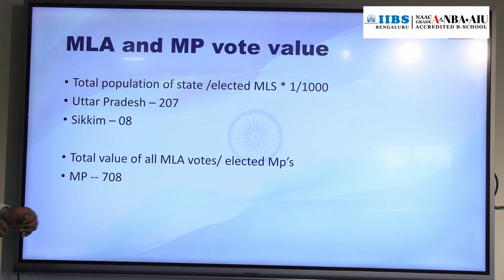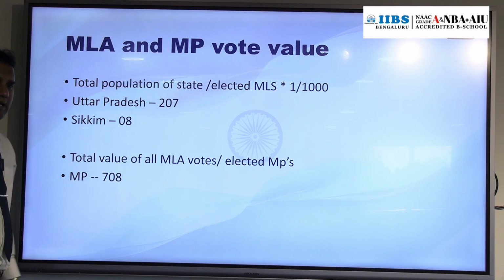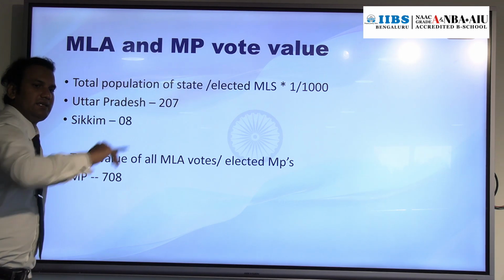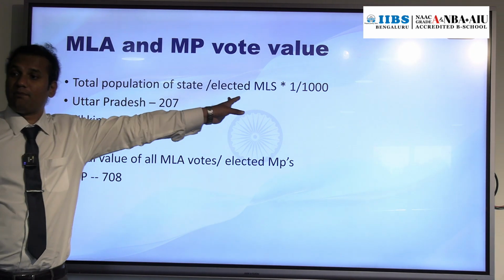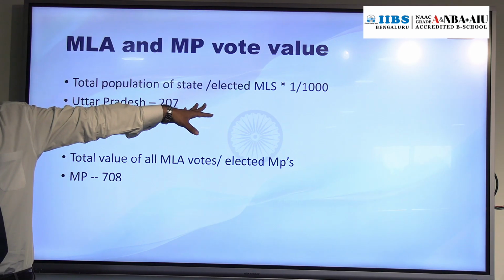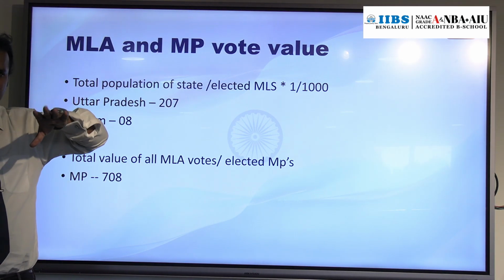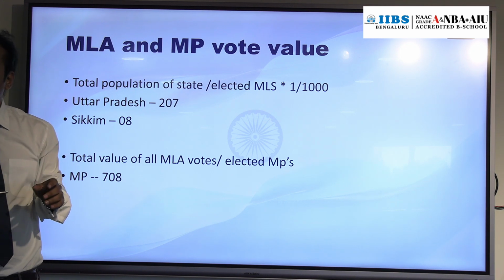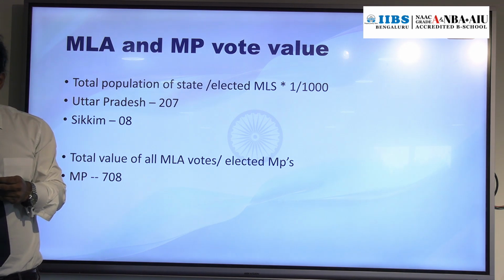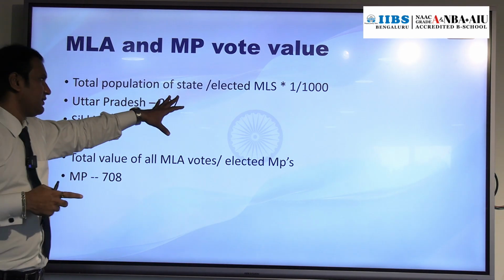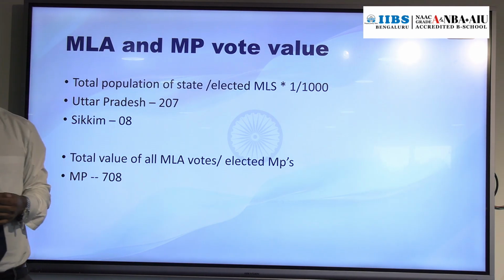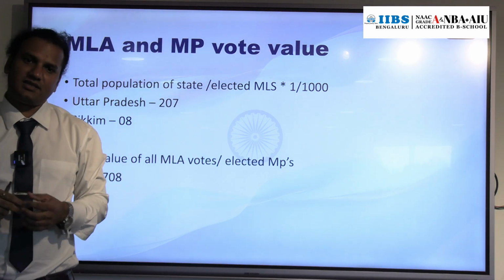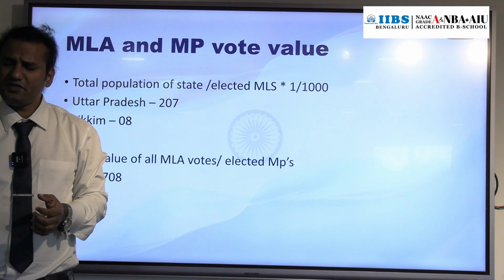For calculation of the vote value of an MLA, they use one formula. What is that? Total population of the state divided by total number of elected MLAs, into 1000. The result will be the value of one MLA vote in a particular state. Now take an example, Karnataka.